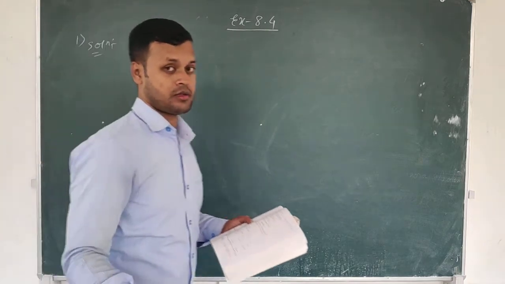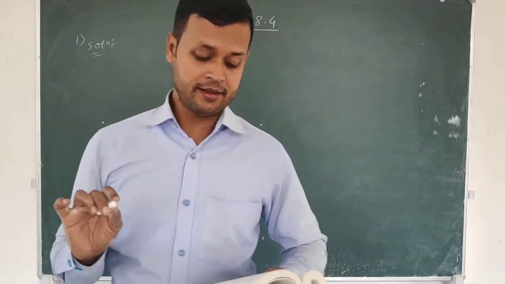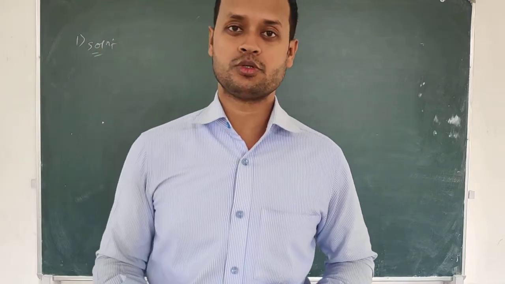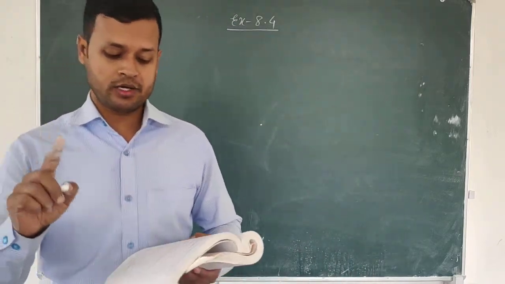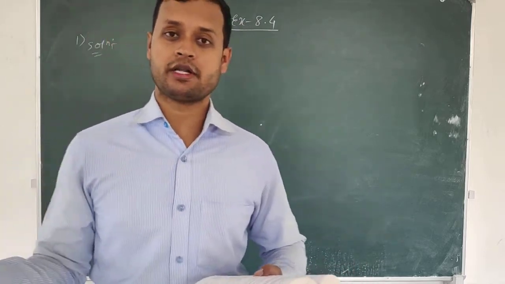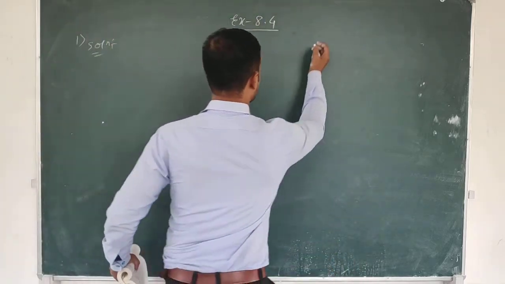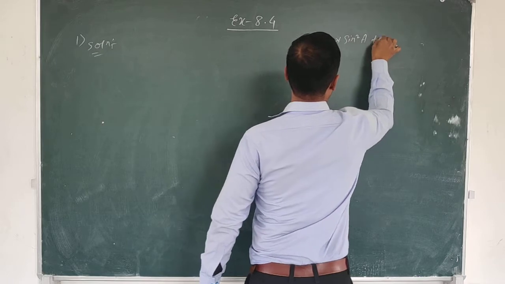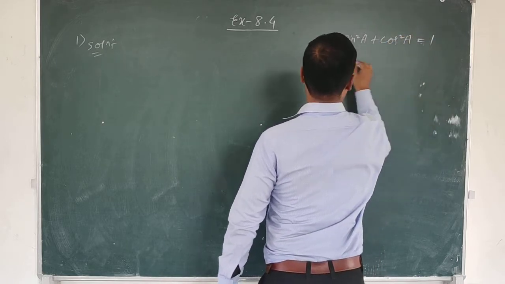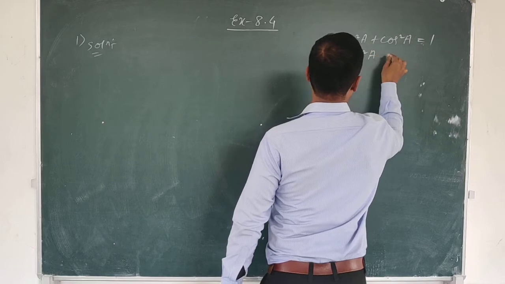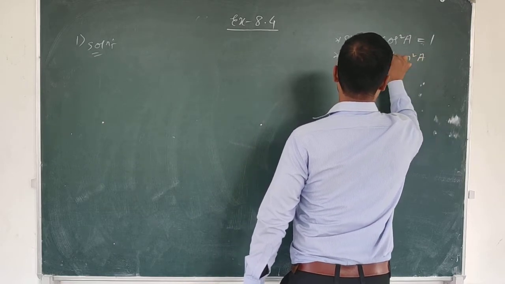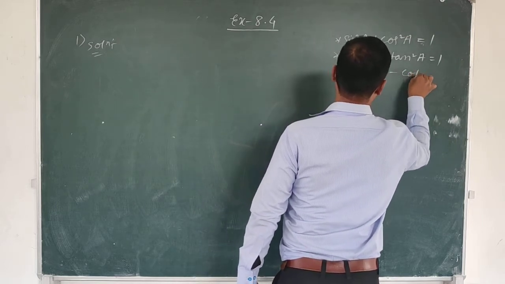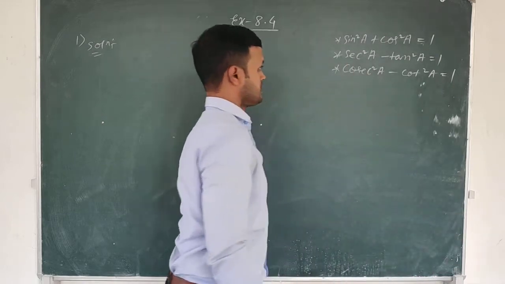So now friends, how to understand? For understanding this thing, you must know which trigonometric ratio is related to which one. These ratios we have, this will be used: sin square A plus cos square A is equal to 1, sec square A minus tan square A is equal to 1, and cosec square A minus cot square A is equal to 1.